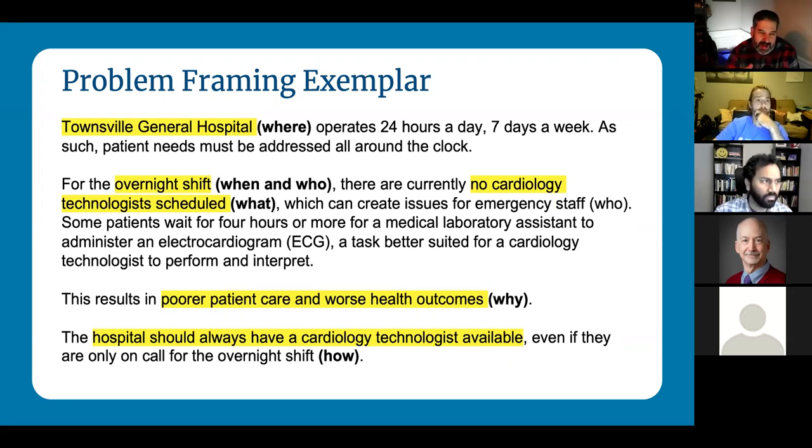Given that this is a good example of a problem statement in a very concise and well-formatted fashion, I'd like to go through and hear other people's examples of their problem statement.